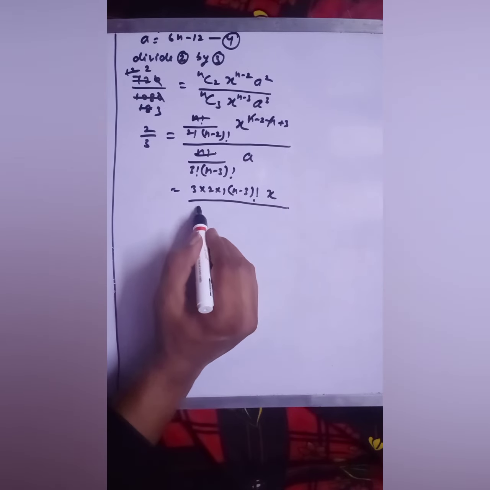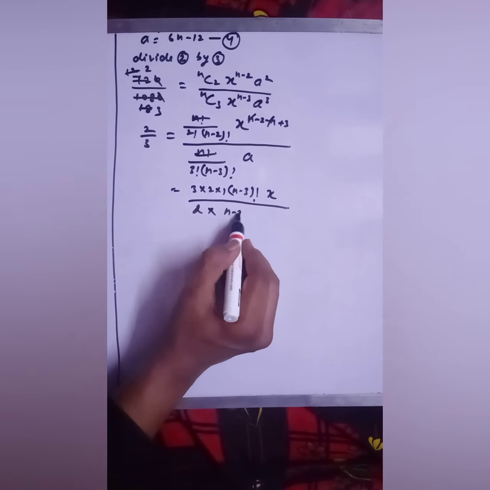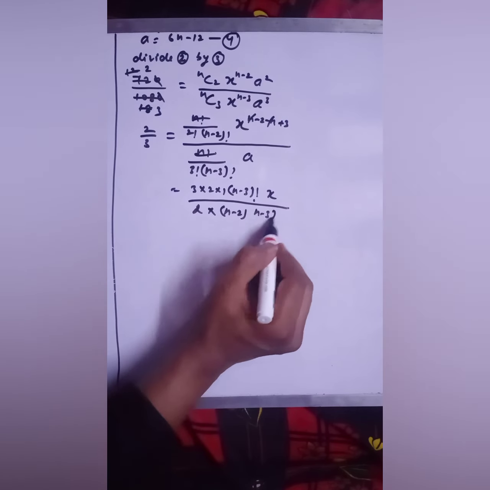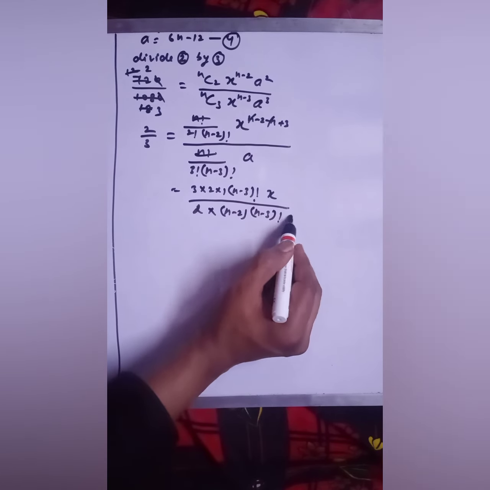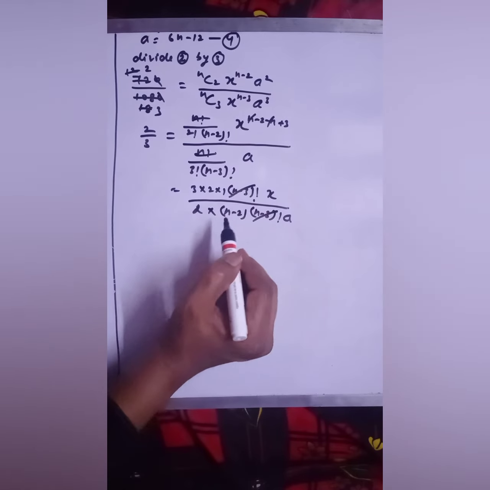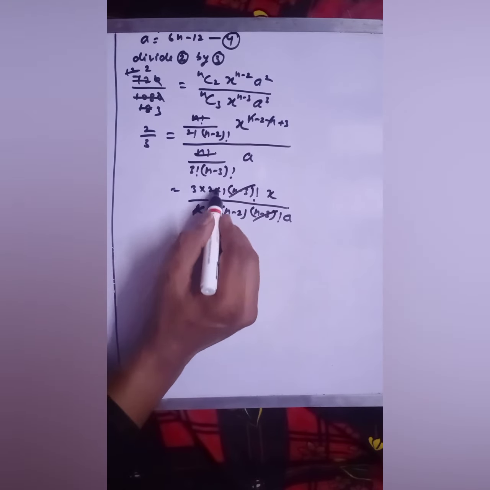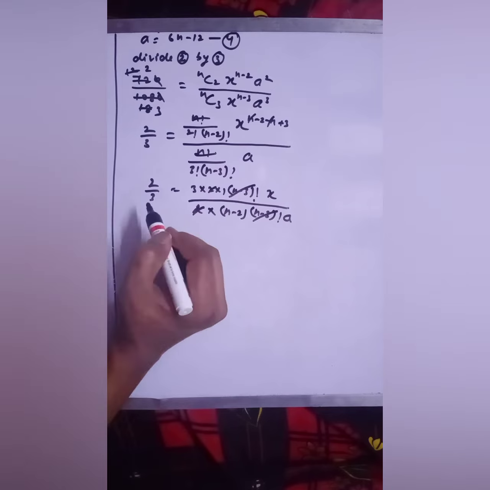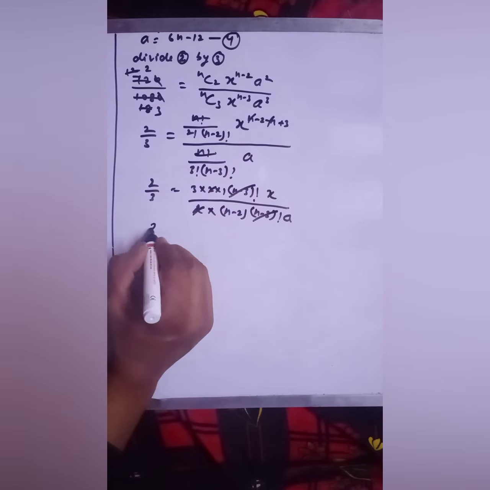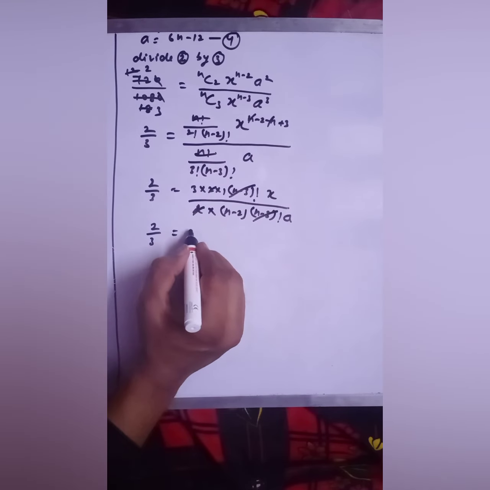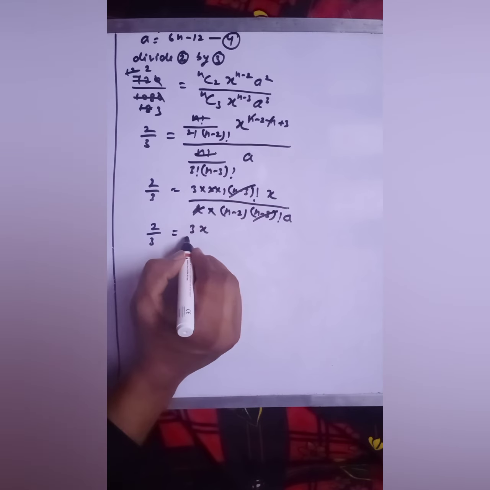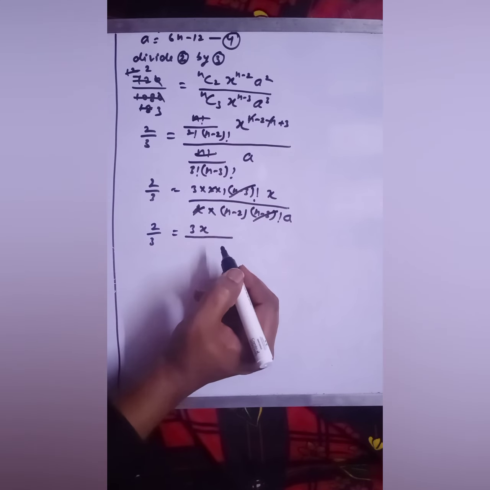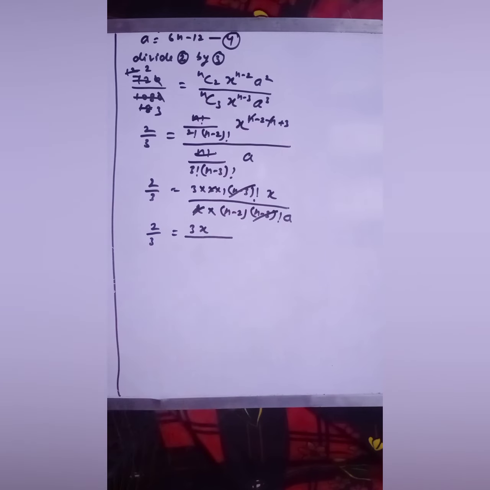Over, denominator में आपका आएगा 2 into n minus 2 and then next will be n minus 3 factorial into a. So this and this will cancel out, this and this will cancel out. 2 by 3, no? So 2 by 3 is equals to 3x over, just wait, I think something is missing here. x is also coming, beta.